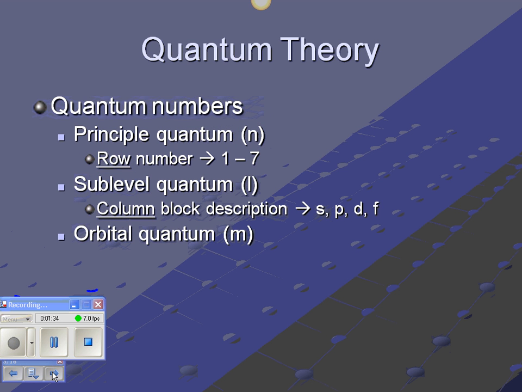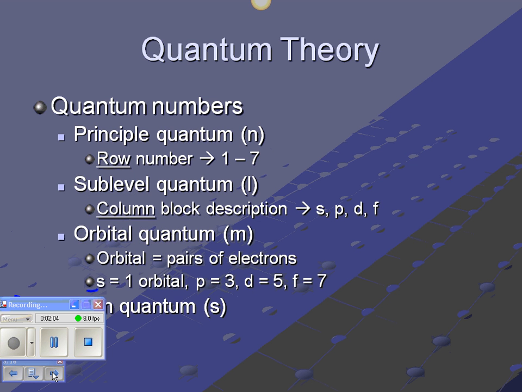The third value is a quantum of the orbital. We use an m to represent that value, and we'll see that when we do orbital diagrams, what an orbital value would be. Orbitals are simply pairs of electrons. So S has 2 columns, that's 1 pair. P has 6 columns, so that's 3 orbitals. D has 10, which means 5 orbitals, and F has 14 columns, which would equate to 7 orbitals. The spin just simply means, is this electron spinning clockwise or counterclockwise?